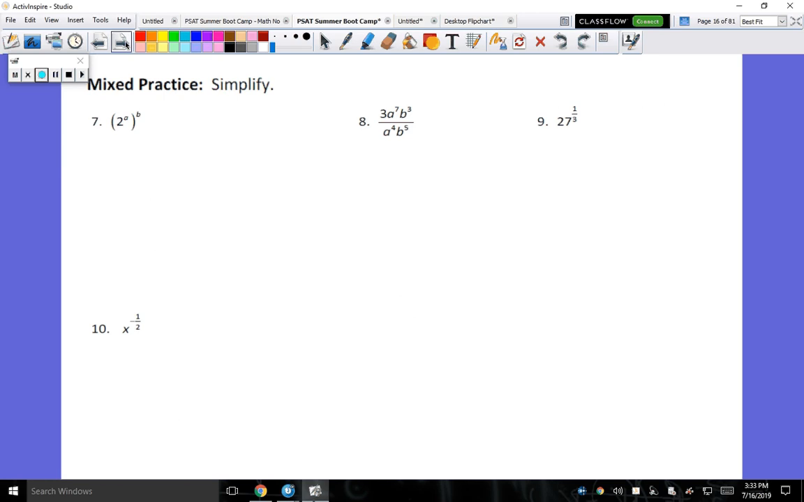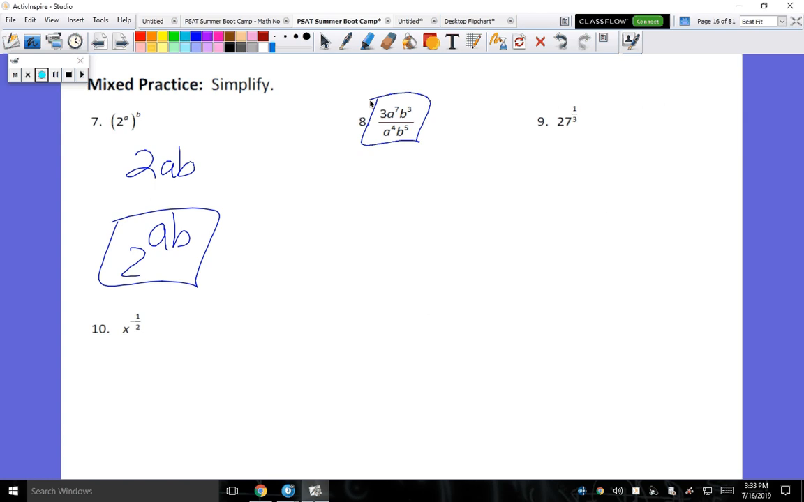What's the answer to 7? 2a times b. This is what you said. So try it again. 2 to the power of ab. So 2 to the power of ab. Yep, ab is multiplied. Let's look at this one here.